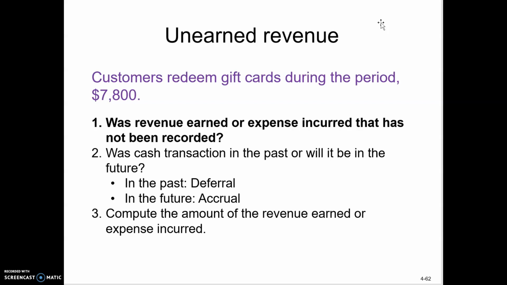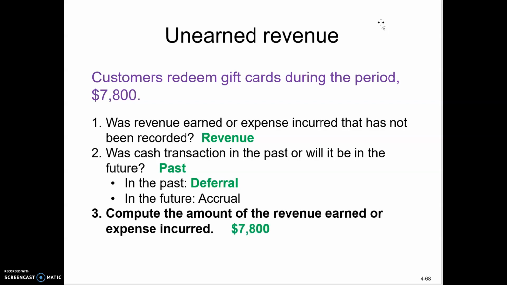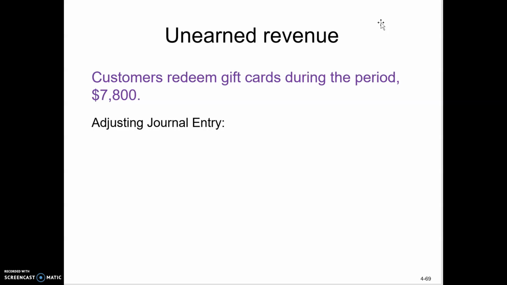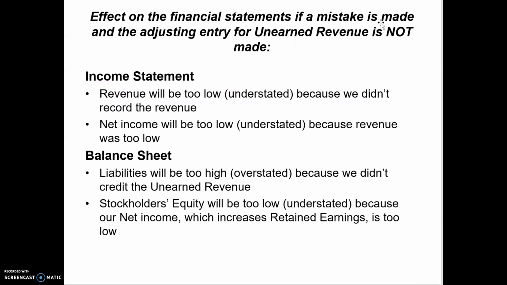So when we're talking here about customers redeeming gift cards during the period, we're talking about revenue. We've earned revenue for them. The cash transaction happened in the past. It happened when they bought the gift card. And the amount, they told us already, was $7,800. So our adjusting journal entry for this, we would debit unearned revenue and we would credit our service revenue.